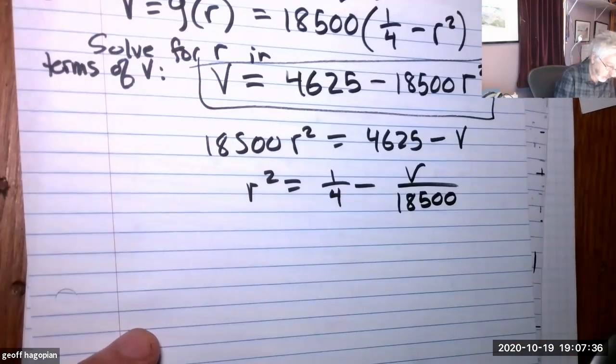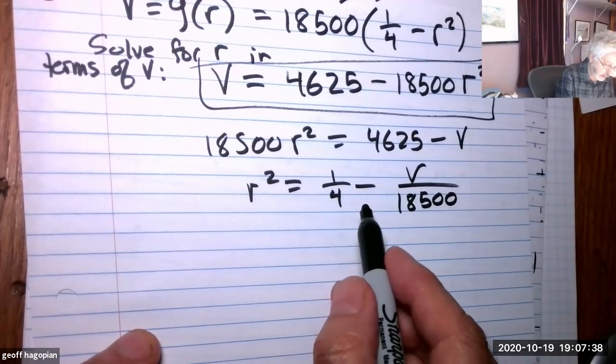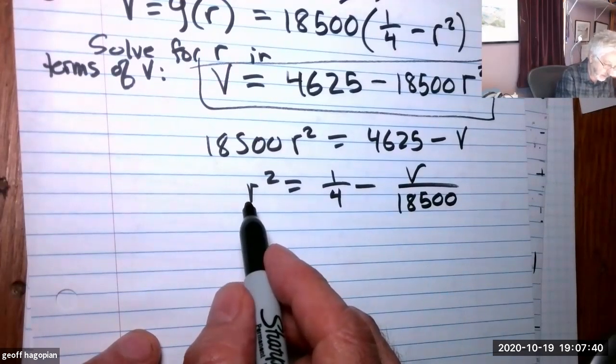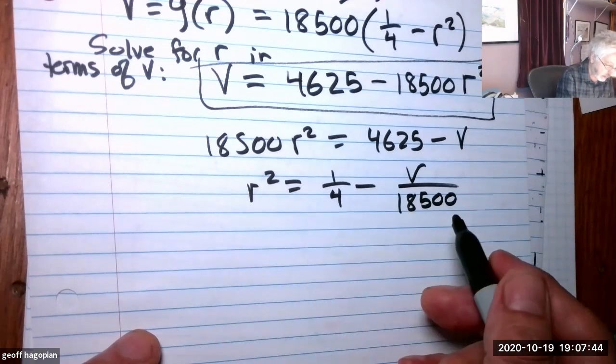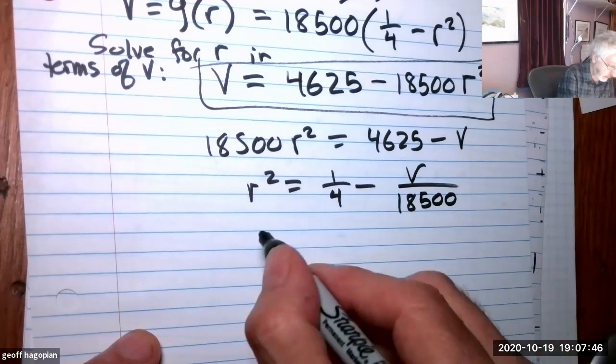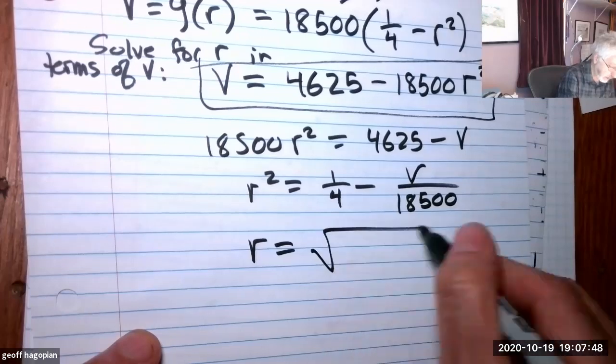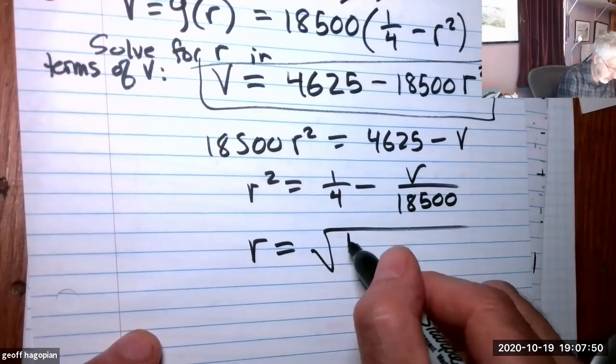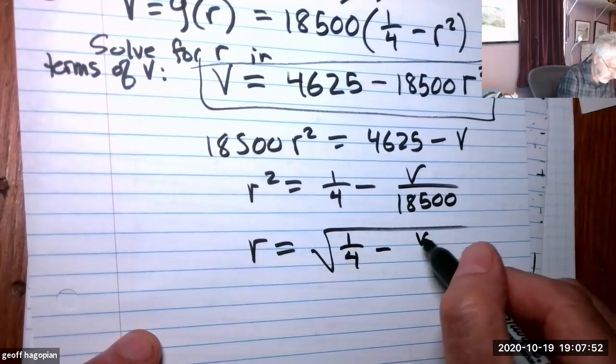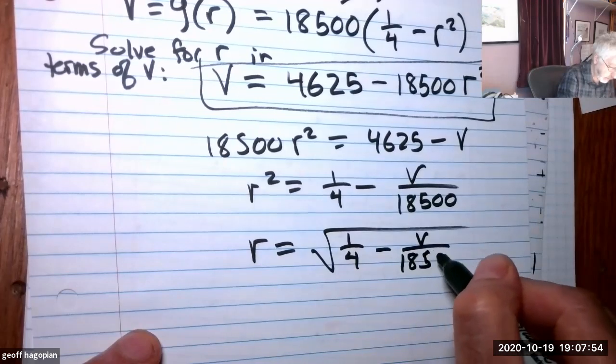Then we're going to extract roots. And which root do we want, positive or negative? Well, we said R had to be between 0 and 1/2, right? So we can write R as the positive square root. It's got to be positive, right? It's a distance, right? So 1/4 minus V over 18,500. Can we simplify this?